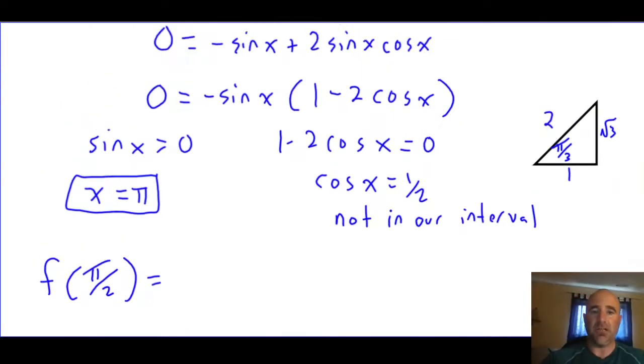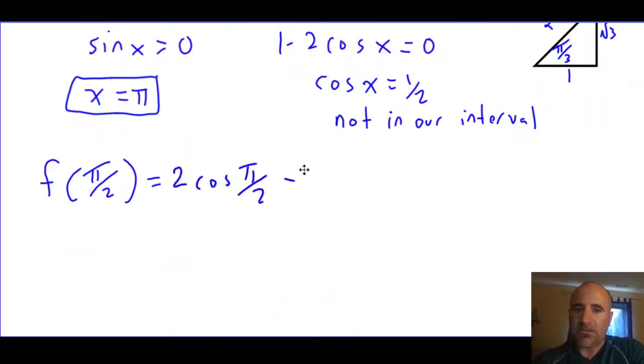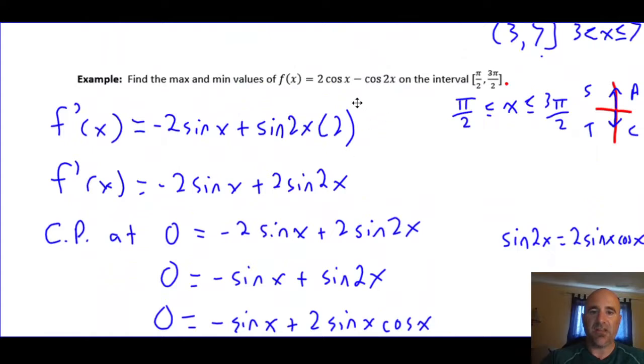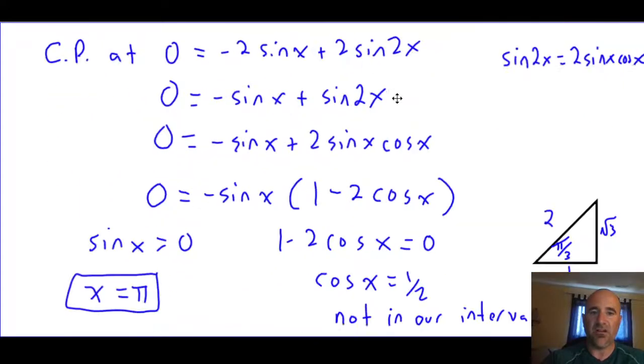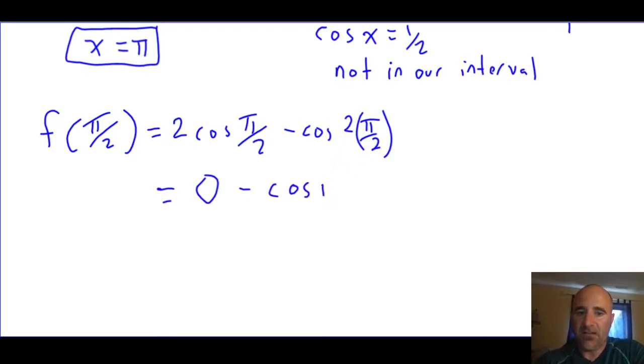is equal to, okay, let's see, what do we have here again? 2 cos pi over 2. Subtract, what was it again? The sine, or sorry, subtract the cosine of 2 times pi over 2. Okay, which is just equal to, well, the cosine of pi over 2 is 0. And this is 0 minus the cosine of pi. Cosine of pi is -1, so we get +1.